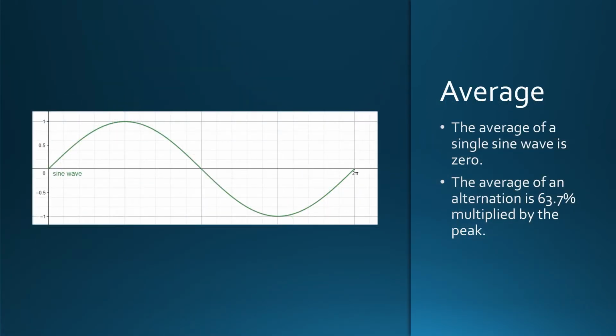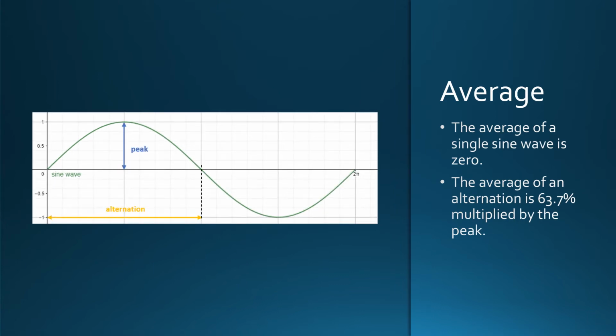The average of a full sine wave is all the Y values of the wave divided by the amount of times we add the Y values together. For one sine wave, this would give us a result of 0. However, the average of an alternation can be determined using 63.7% multiplied by the peak value.